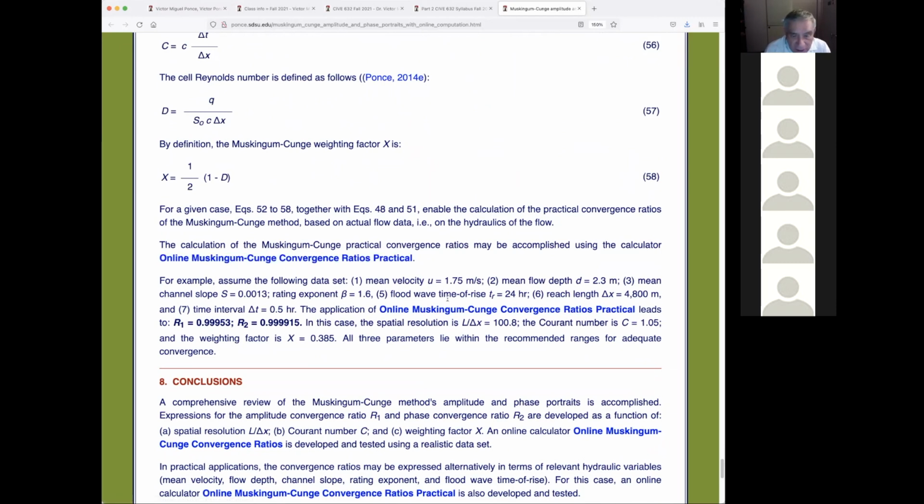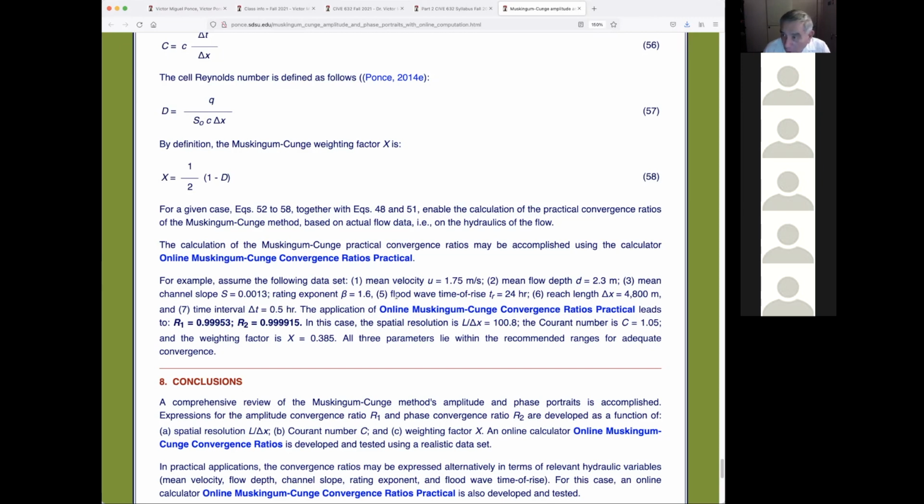Assume the following data set. Mean velocity 1.75 meters per second, mean flow depth 2.3 meters, mean channel slope 0.0013, channel rating exponent 1.6. So this is kind of like a rectangular channel, roughly. Flood wave time of rise 24 hours, reach length 4,800 meters, and time interval delta t 0.5.